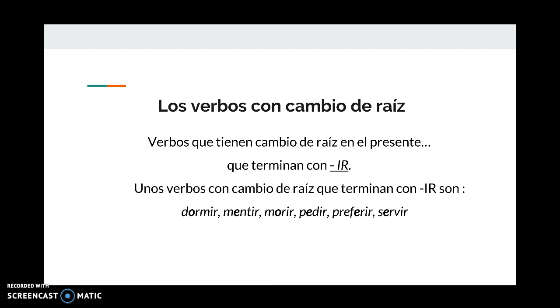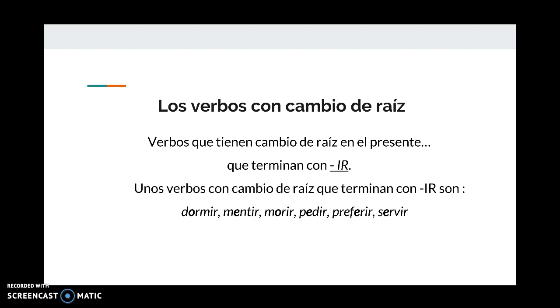Other verbs will change from E to I, like mentir, pedir, preferir, and servir. You also need to be aware that these verbs only have a stem change in the third person singular and plural, not in all the conjugations. So you're only going to do this stem change in the él, ella, usted forms and the ellos, ustedes forms, only in the bottom 2 boxes when you conjugate.